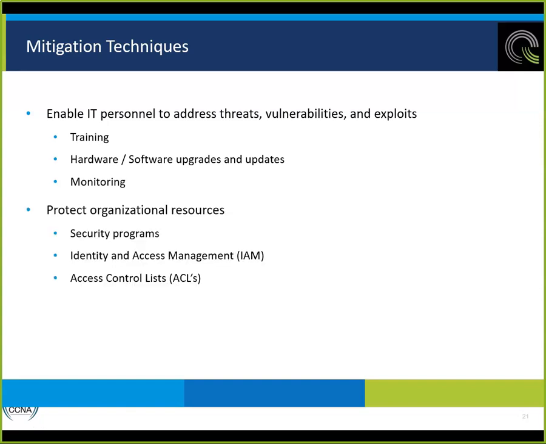Protect the organizational resources. We have security programs, identity and access management, and access control lists. Identity and access management: how are you going to get to resources? At Blue Ridge, we had these badges that you waved in front of a sensor, and it would open doors that you were permitted to get into. Not everybody could go everywhere. IT could. Not everybody could go to all the floors on the elevator, for instance.